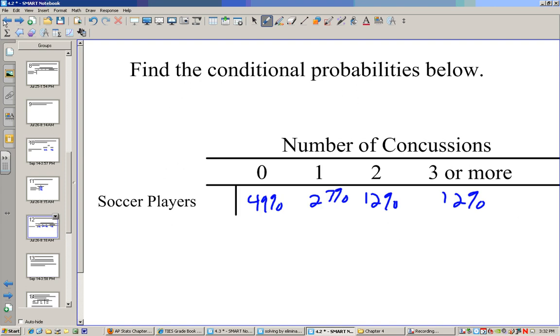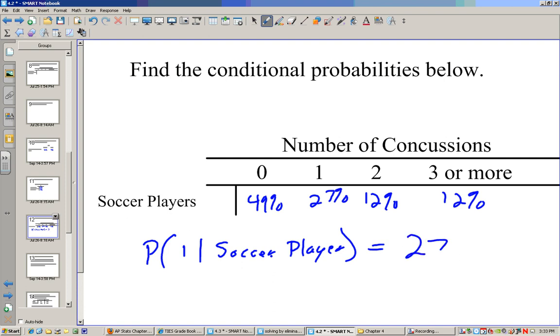Now, in the future, we're going to be learning about these probabilities, and there's a way we write these. Well, if I wanted to find out one of these probabilities, like the probability we get 1 concussion, given the fact that we're a soccer player, we would write it like this. So the probability that we got 1 concussion, given the fact that we're a soccer player, is 27%.